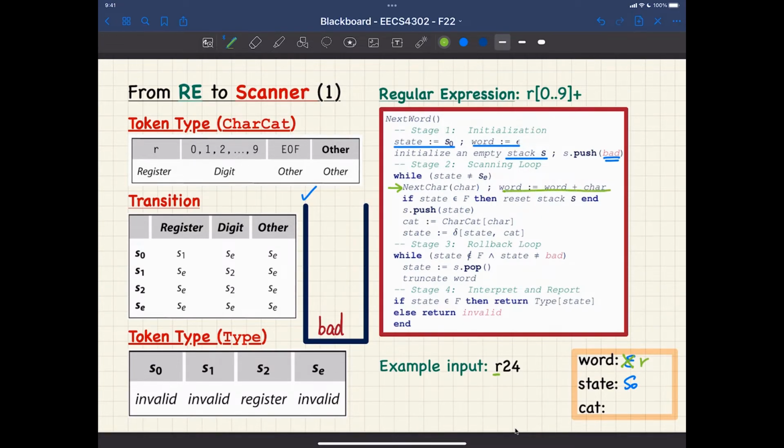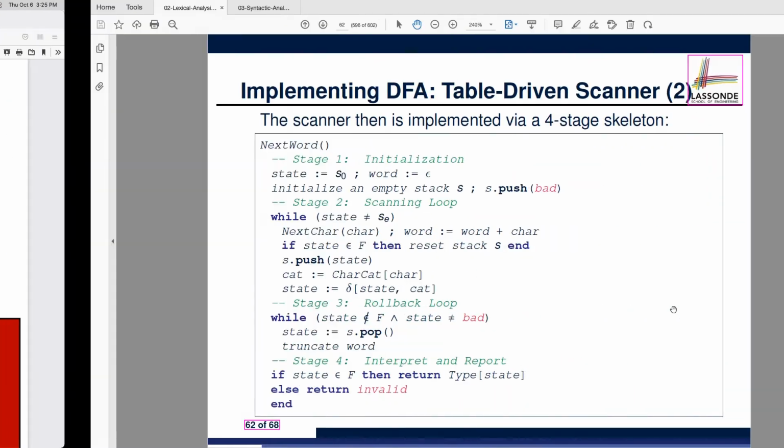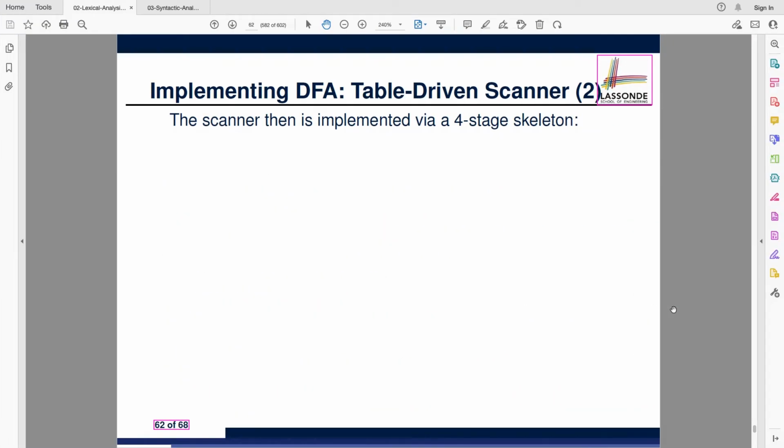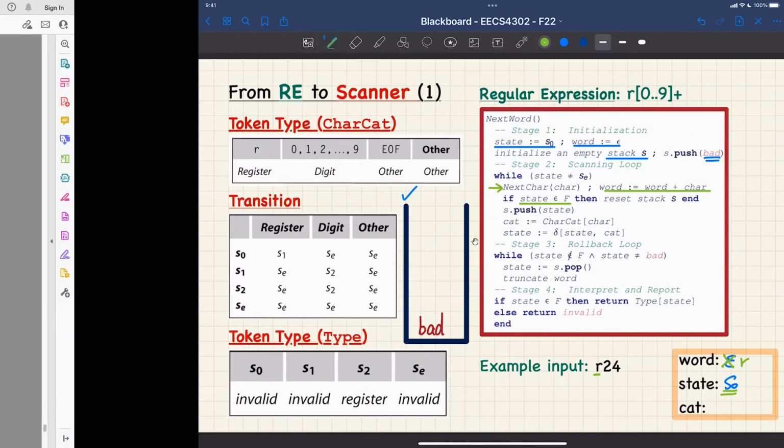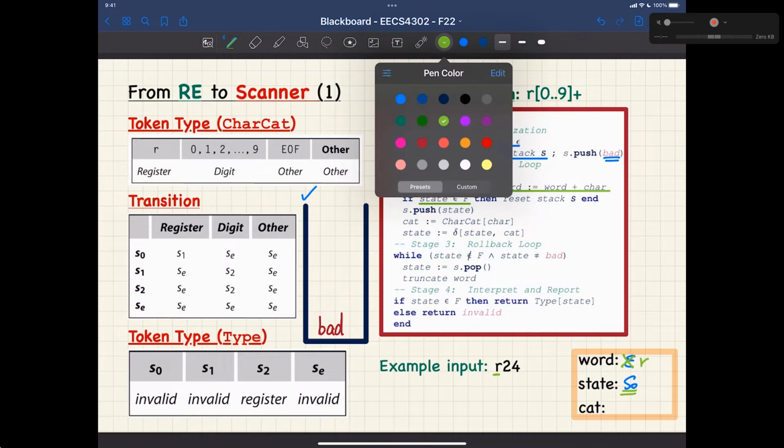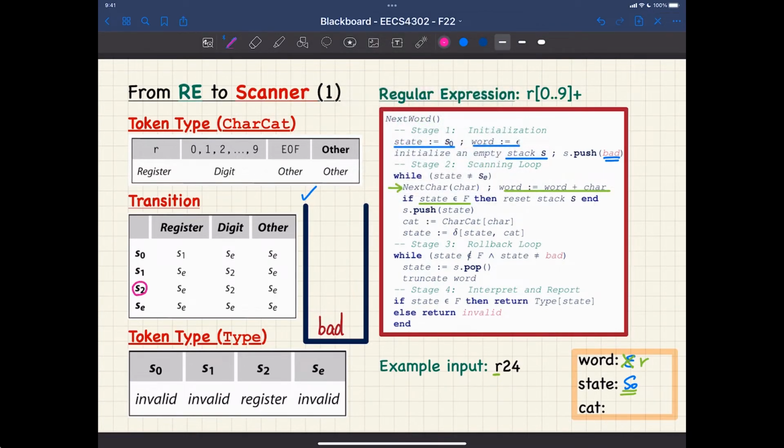What about the state? The current state is S0. Is S0 an accepting state? Not really. Just to remind yourself, if you look at the DFA over here, the only accepting state is S2. Let me make a note here: S2 will be the accepting state. So initially S0 is not an accepting state, so we don't have to reset the stack.